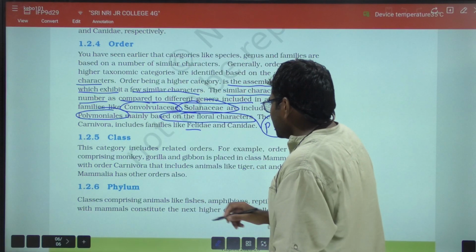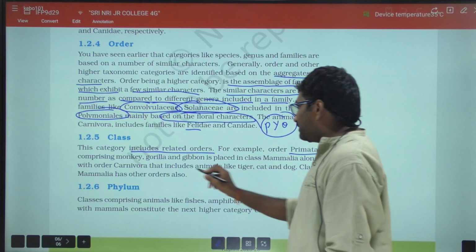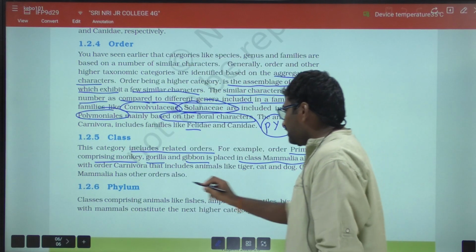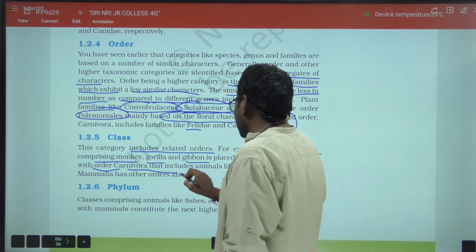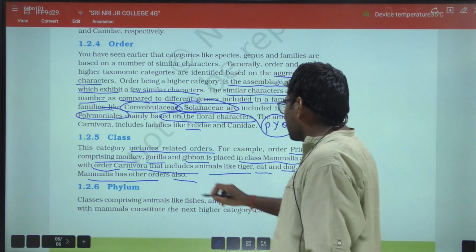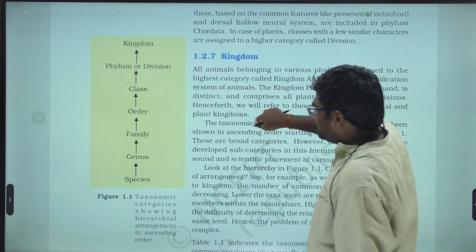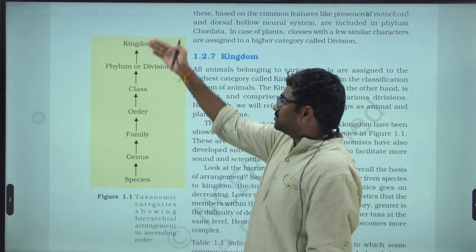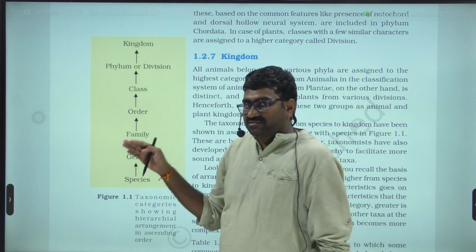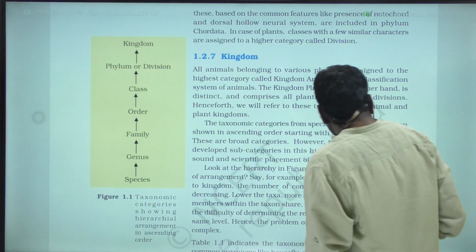Next, class. This category includes related orders. For example, order Primata, comprising monkey, gorilla and gibbon, is placed in class Mammalia, along with order Carnivora, that includes animals like tiger, cat and dog. Class Mammalia has other orders also. So you have to remember these 3 points, that is, from species to kingdom, lower to higher, common characters go on decreasing, and from higher to lower, common characters go on increasing, right? And so, thank you.